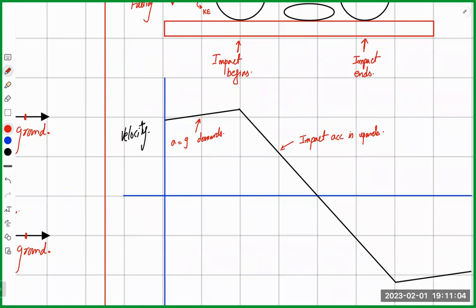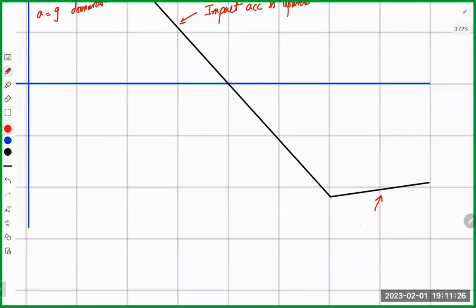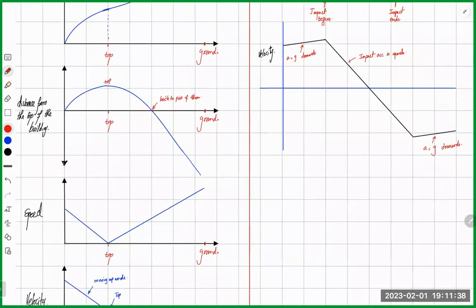So in this case, we are showing that the downward direction is positive and the upward direction is negative. So that's why the downward gradient has a positive value and the upward gradient has a negative value. And this is also acceleration equals gravitational acceleration, and it is still downwards. That's why the speed will be decreasing in this case.